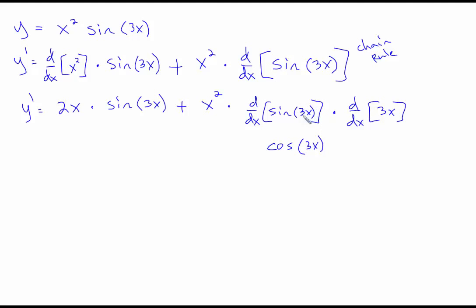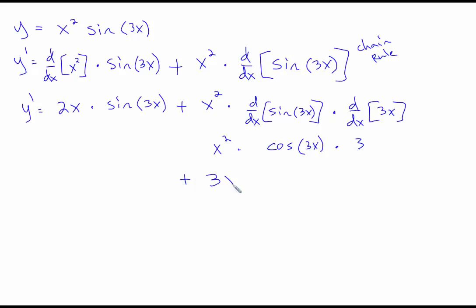Alright, we'll keep the function inside here the same. We don't touch it. And then over here is where we take the derivative of the inside function, times, this is going to give us 3. And then over here we have times x squared. So let's simplify all this.